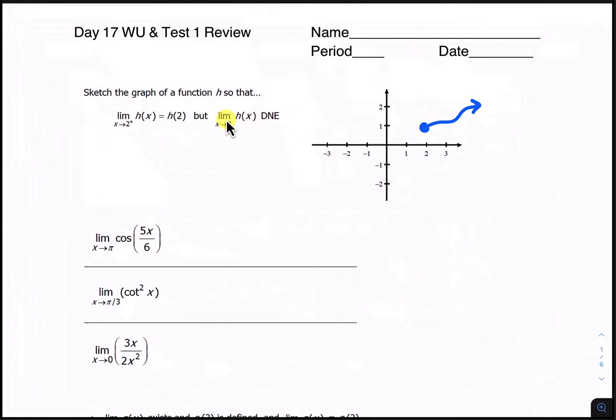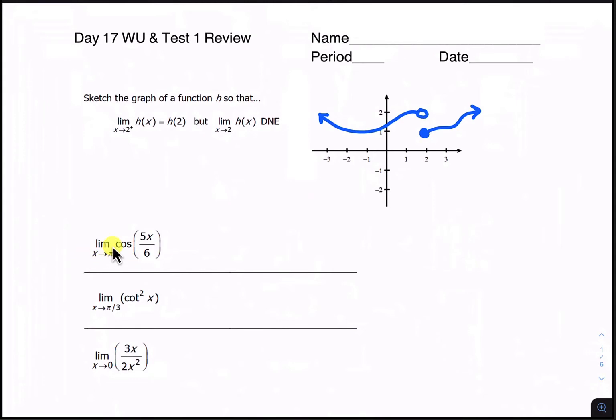The second part says the limit as x approaches 2 does not exist. So that means the limit coming from the left side cannot be the same as this y value here. It has to approach a different y value. So maybe something like this. Coming from the left, you see it's approaching this y value of 2, but coming from the right, it's approaching a y value of 1. And therefore, the limit as x approaches 2 does not exist.